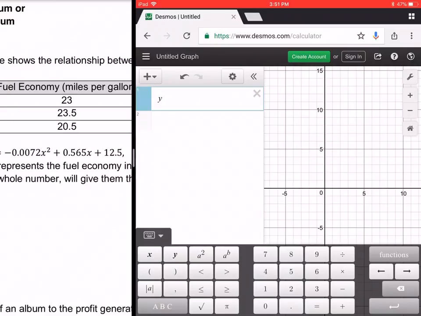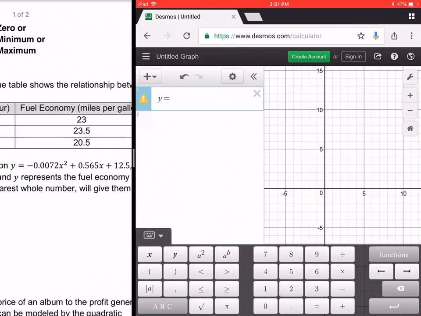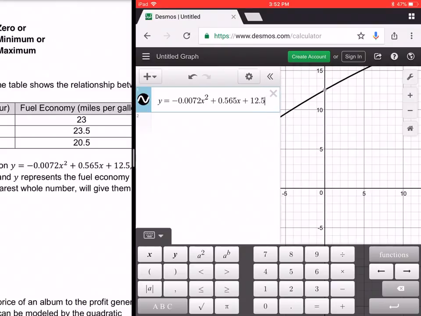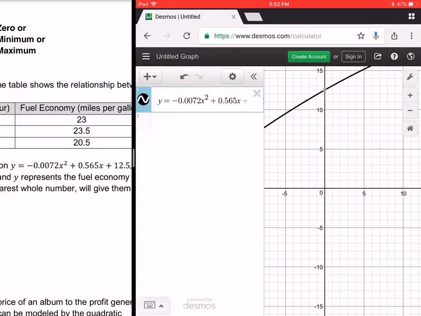So y equals negative 0.0072x squared plus 0.565x plus 12.5, press enter. Oh, not equal, sorry. Let's erase that. Equals, okay? And then it'll give you a nice graph, right?